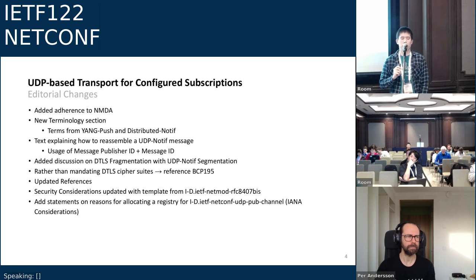Feedback from Med: rather than specifying which DTLS cipher suites, just reference the BCPs. Updated some references, and then security considerations updated with the latest template from NetMod. And then also we have added a statement on why we are allocating an IANA code point for a draft that has expired. The reason for that is because there are deployments with this legacy UDP-notif protocol, and that's why we have this IANA allocation.